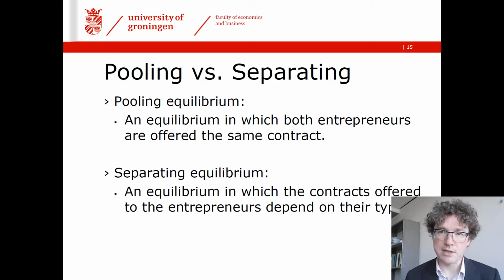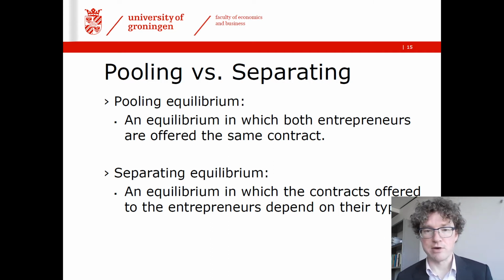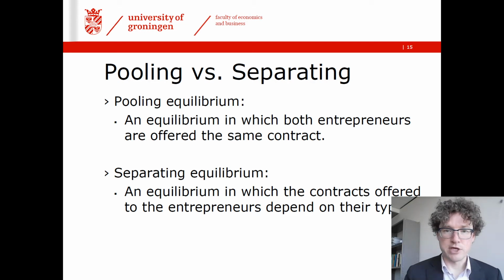So we're going to look at a situation in which the two types of entrepreneurs, the good one and the bad one, will succeed in getting different contracts from the investors, because they can somehow persuade the investors, especially the good ones, that they actually do have a good quality project.